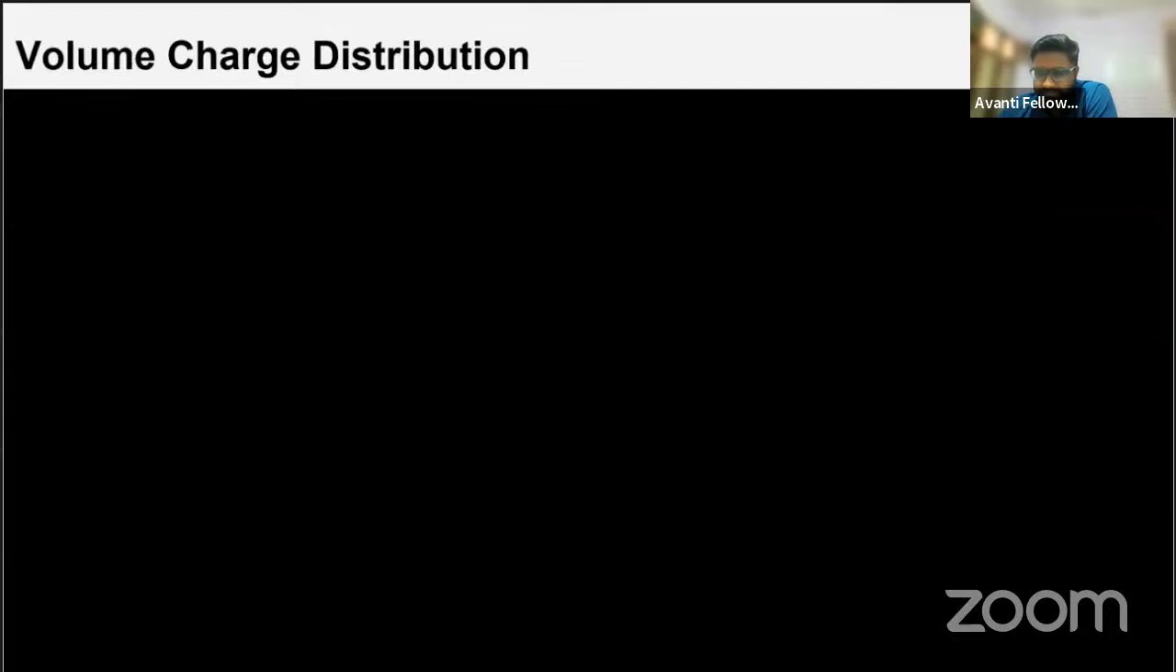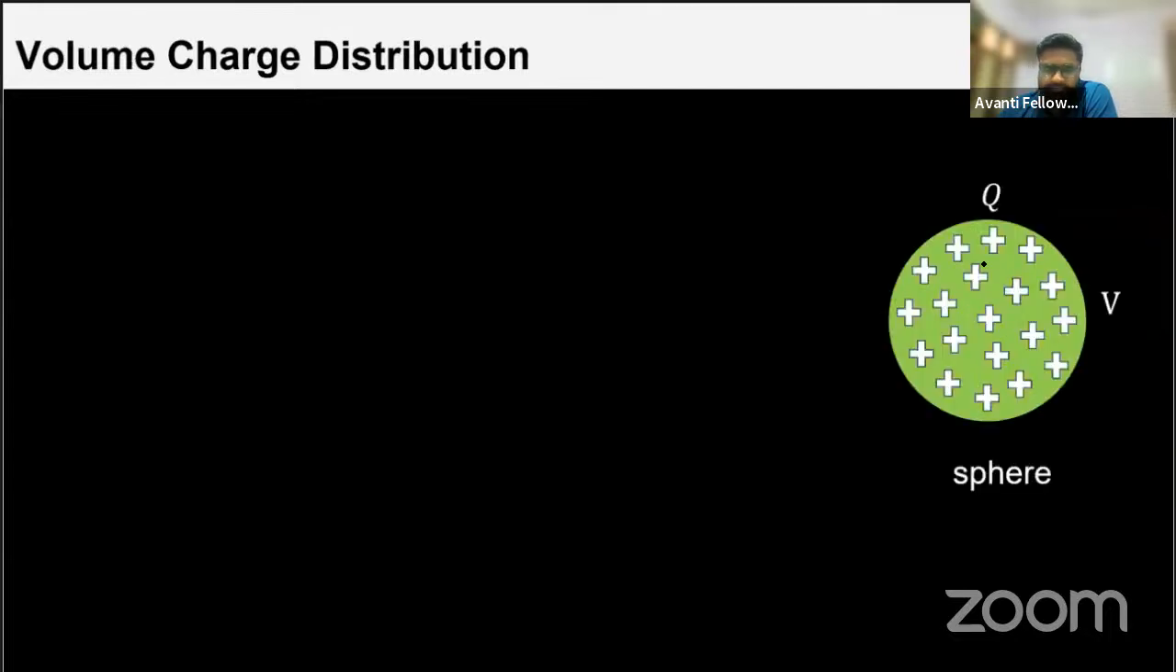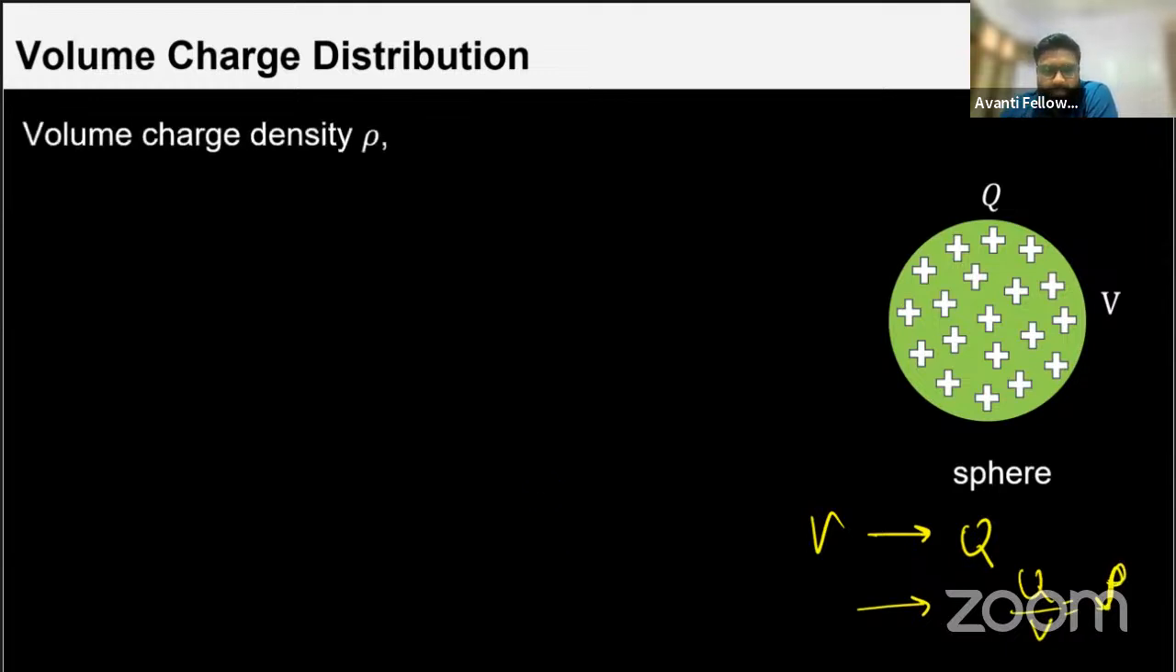Now we have this case. The entire charge is distributed not over a surface, but over a volume. So again, if V is the volume and capital Q is the charge, then how much charge is there per unit volume? Q upon V, and that is termed as rho. Rho is nothing but the volume charge density. We can do it for a small charge also.